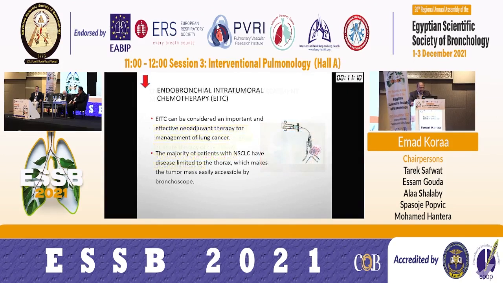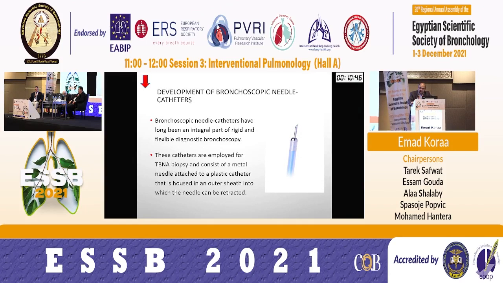Here comes the endobronchial intratumoral chemotherapy, which can be considered an important and effective new adjuvant therapy for management of lung cancer. The majority of patients with non-small cell lung cancer have disease limited to the thorax, which makes the tumor mass easily accessible by bronchoscopy.